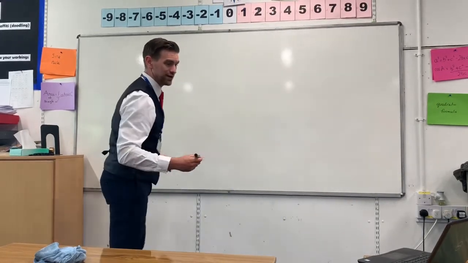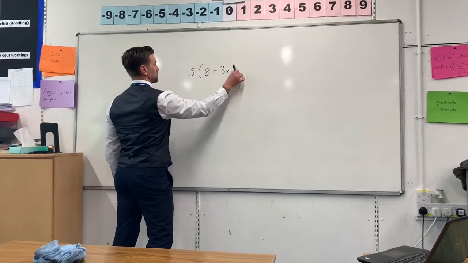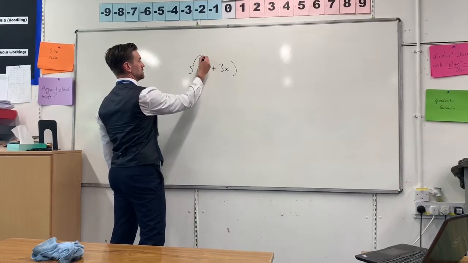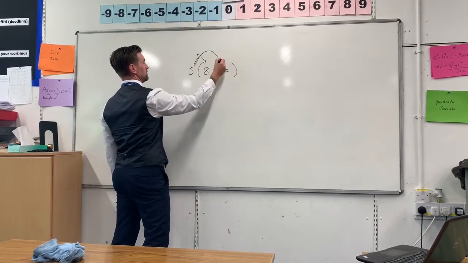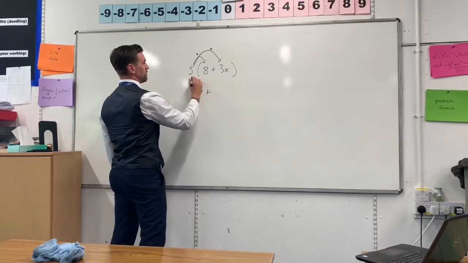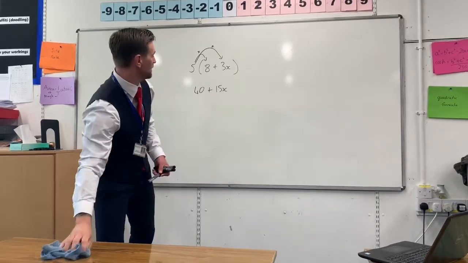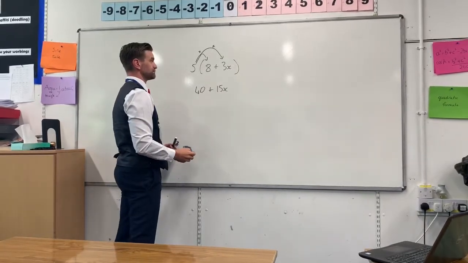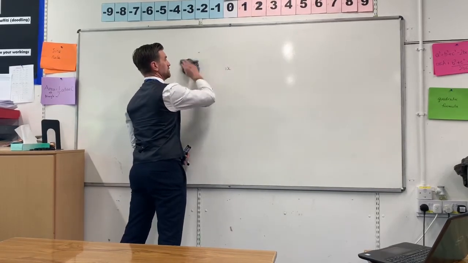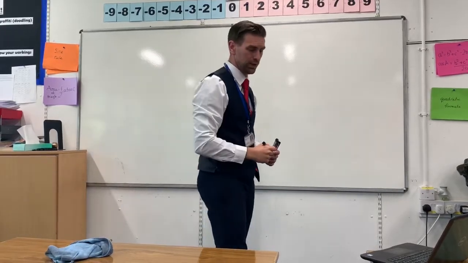Expand 5 bracket 8 and 3x. We know expand means multiply. You multiply this by this. 5 times 8 is 40. 5 times 3x is going to be 15x. So 40 add 15x. Expand means multiply. If you didn't know that, that should have been written in green during week 1.